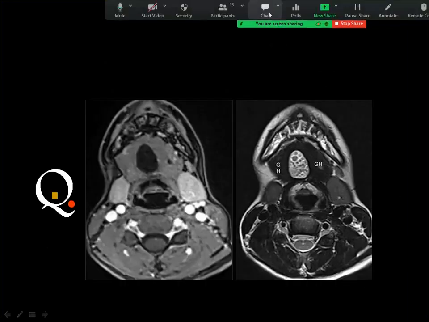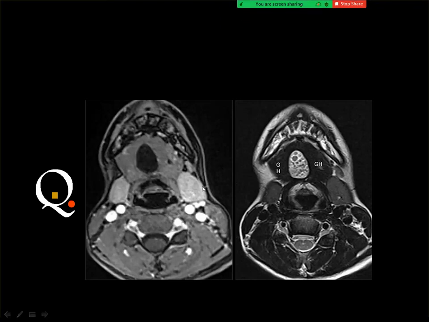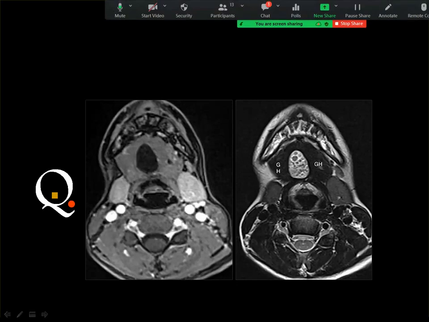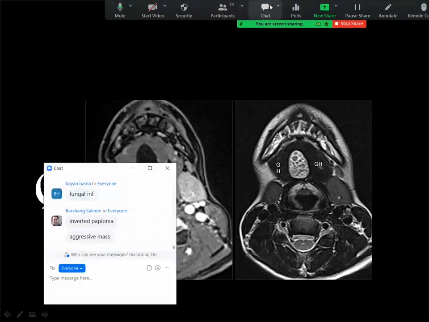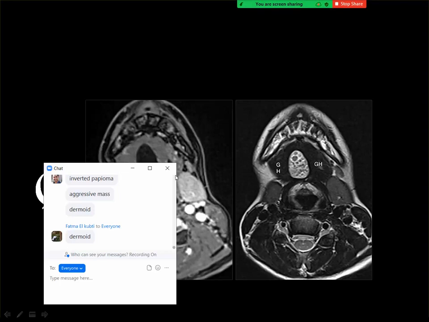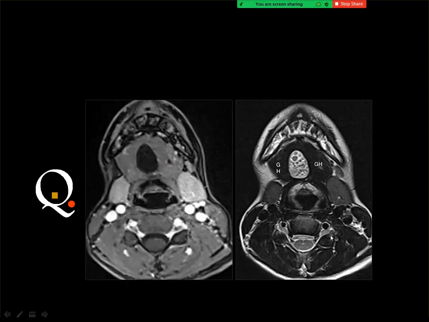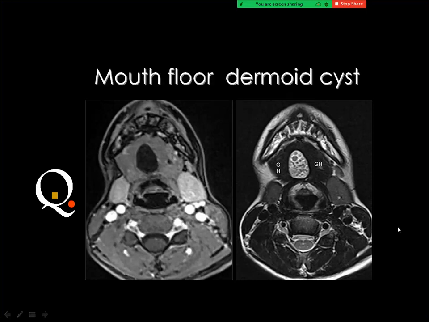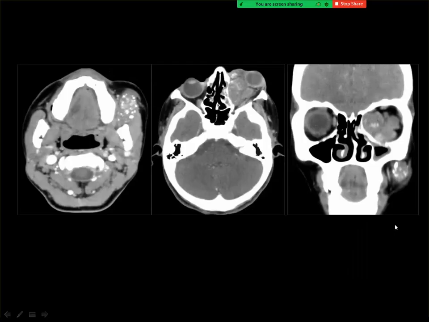Next case is an easy one. This is a post-contrast T1 fat-saturated image for the mouth floor, and this is a T2 weighted image, and the answer is easy. This is a spot diagnosis case of dermoid cyst in the floor of the mouth with the characteristic sack of marbles sign, as you of course have heard in the lectures.